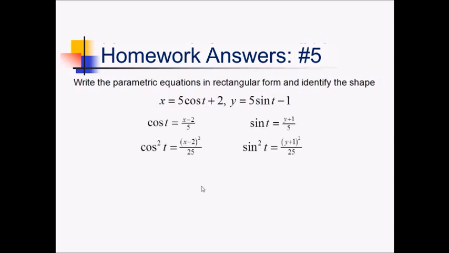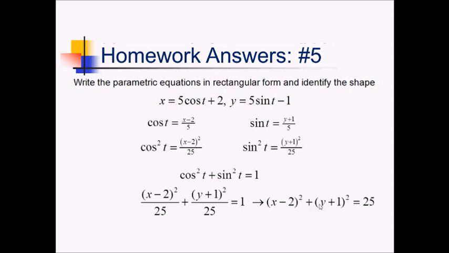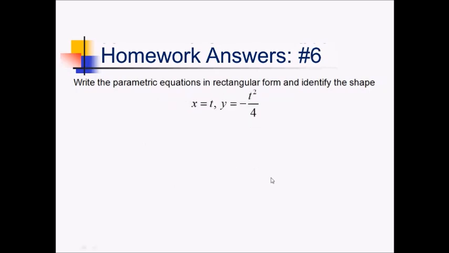We know cosine squared plus sine squared equals 1. So then x minus 2 squared over 25 plus y plus 1 squared over 25 equals 1. And since these are both the same denominator, we can multiply everything by 25 if we want. This makes it clear that we are dealing with a circle, since we have two squared functions that are being added, and the a and the b are exactly the same, or the denominators are exactly the same. So circle it is.